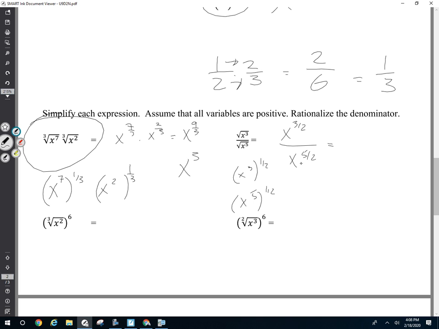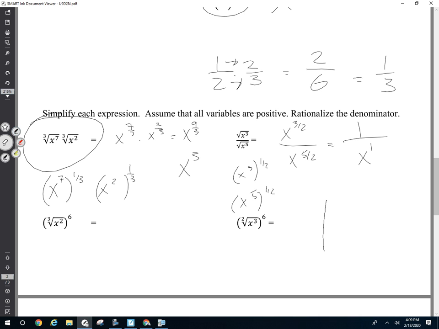Which one has the bigger amount, the top or the bottom? The bottom. 5/2 minus 3/2 is 2/2, which is just 1. This ends up as 1 over x. This is how we're going to do these. You can't use your calculator. You can't cheat. We're going to have to convert to fractions and manipulate by adding, subtracting, multiplying, dividing.